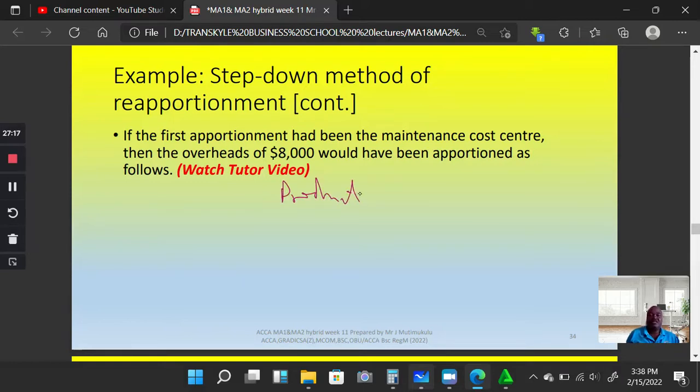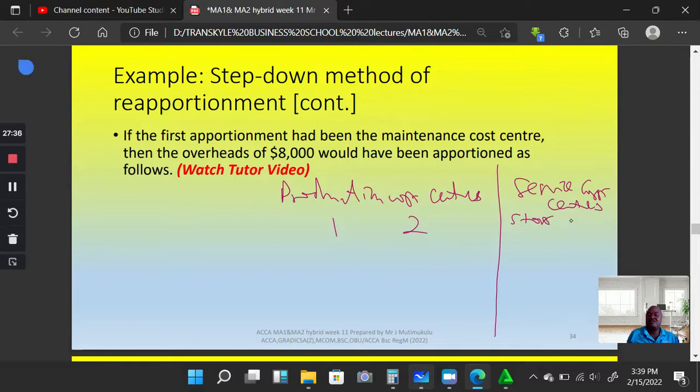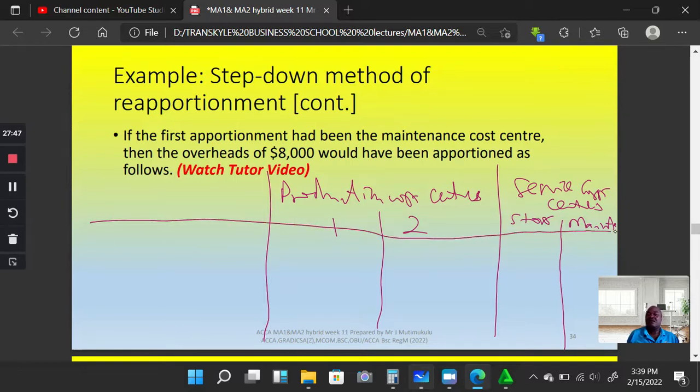Production, so it's just a table as before. Production cost centers, we've got center 1 and center 2, and then service cost centers. We've got stores, we've got maintenance. Just slot in the dollar signs, and then we've got our overheads.